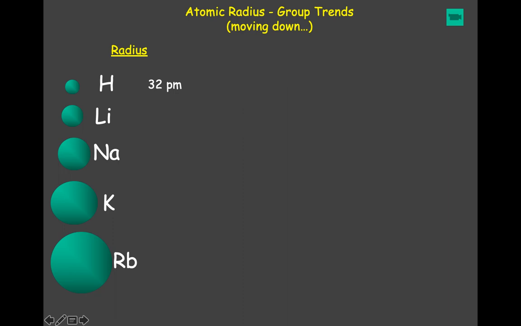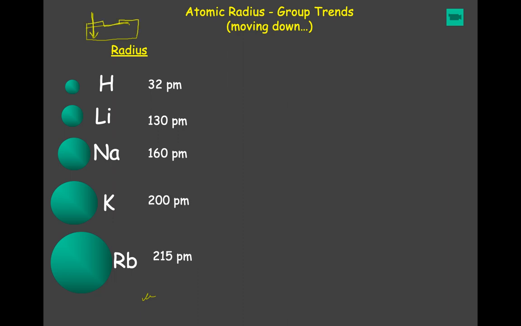Let me just change my pen, sorry guys. When we go down the table, if we look at your radii going down, if you take the group trend, we're going down a group. Last time we were going across a period, now we're going down a group. If you take a look at these, you're going to find that as you go down, your radius actually increases because you have more layers.